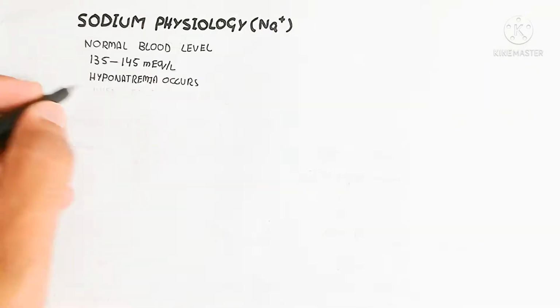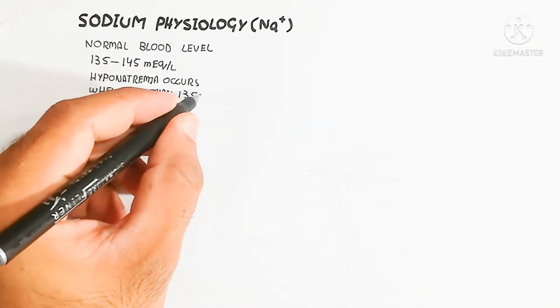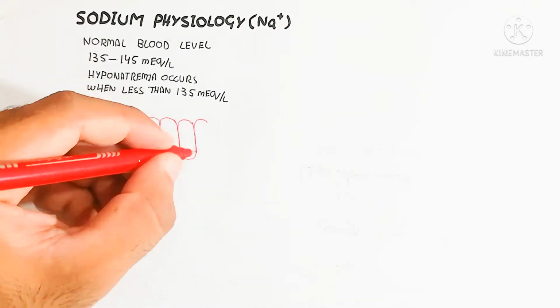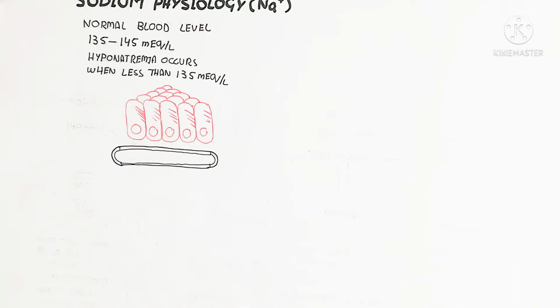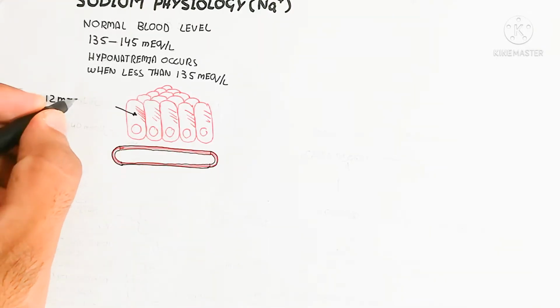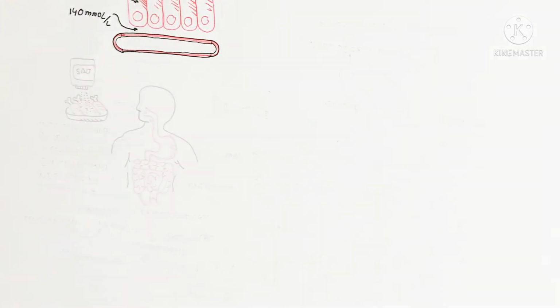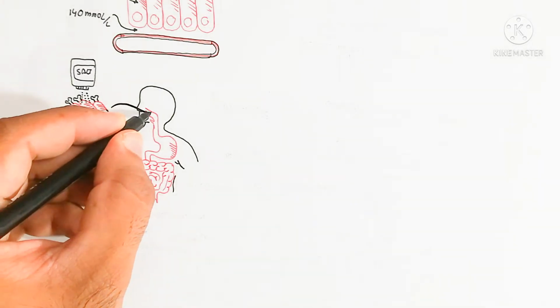The normal blood level of sodium is 135 to 145 milliequivalents per liter, and hyponatremia occurs when sodium decreases to less than 135 milliequivalents per liter. Intracellular sodium is 12 millimoles per liter, while the extracellular sodium in our body is 140 millimoles per liter.